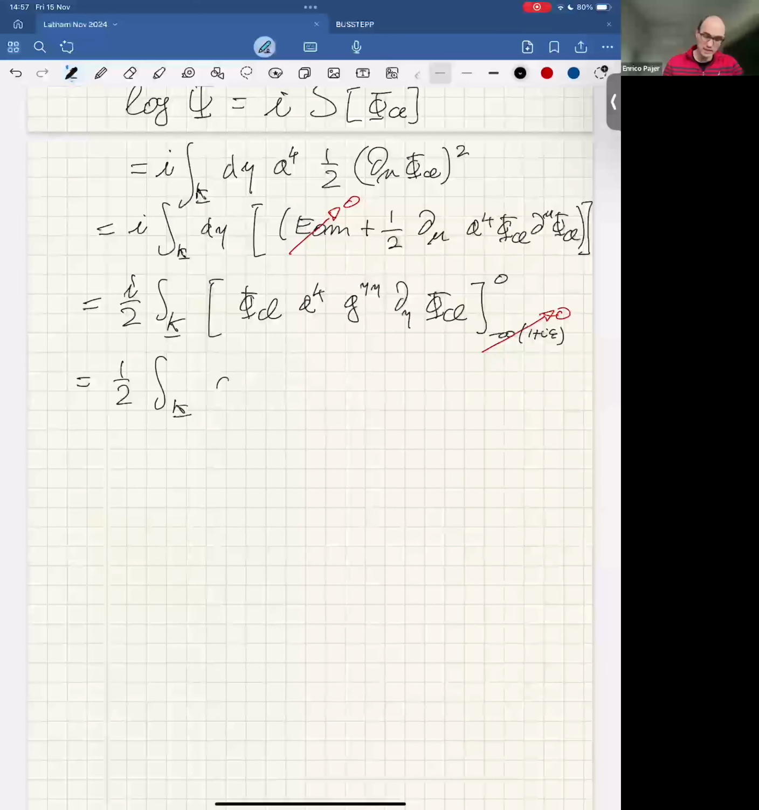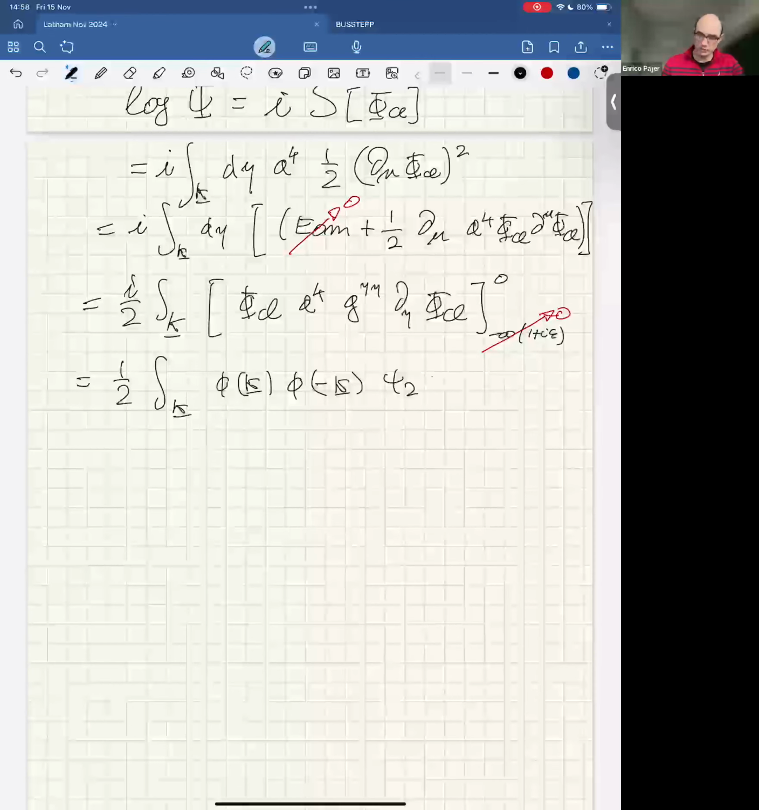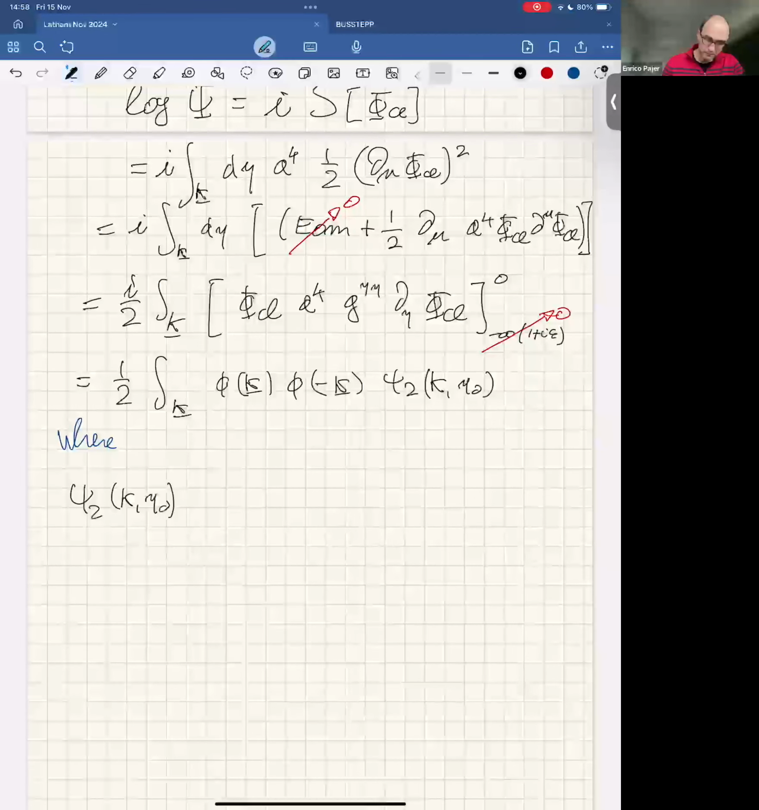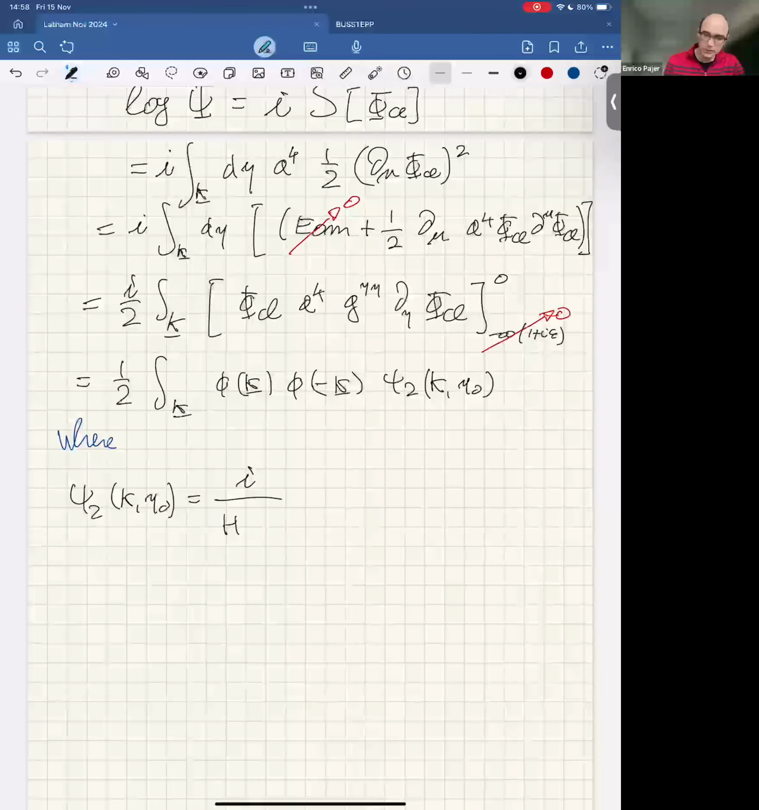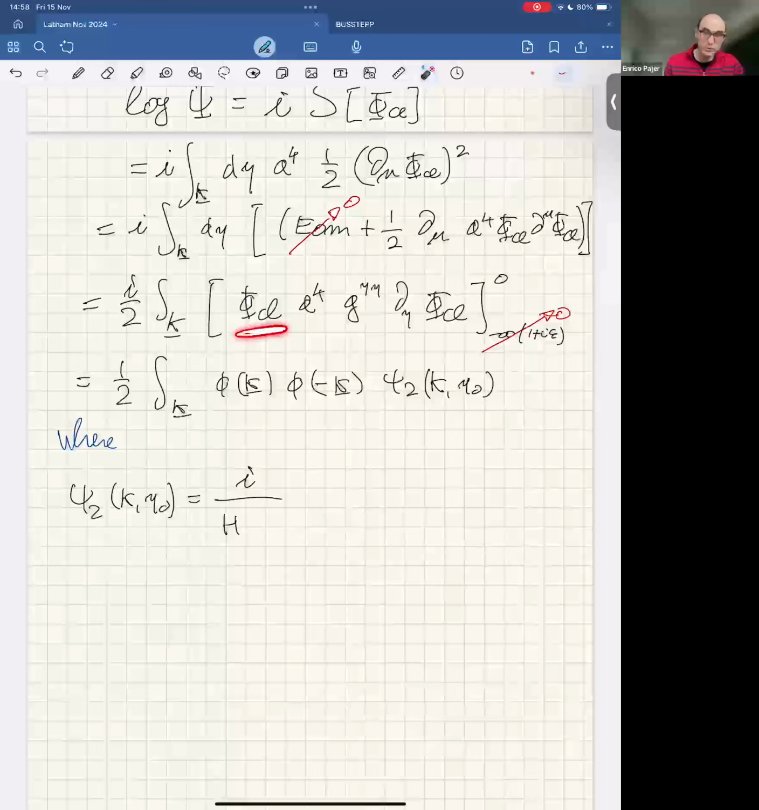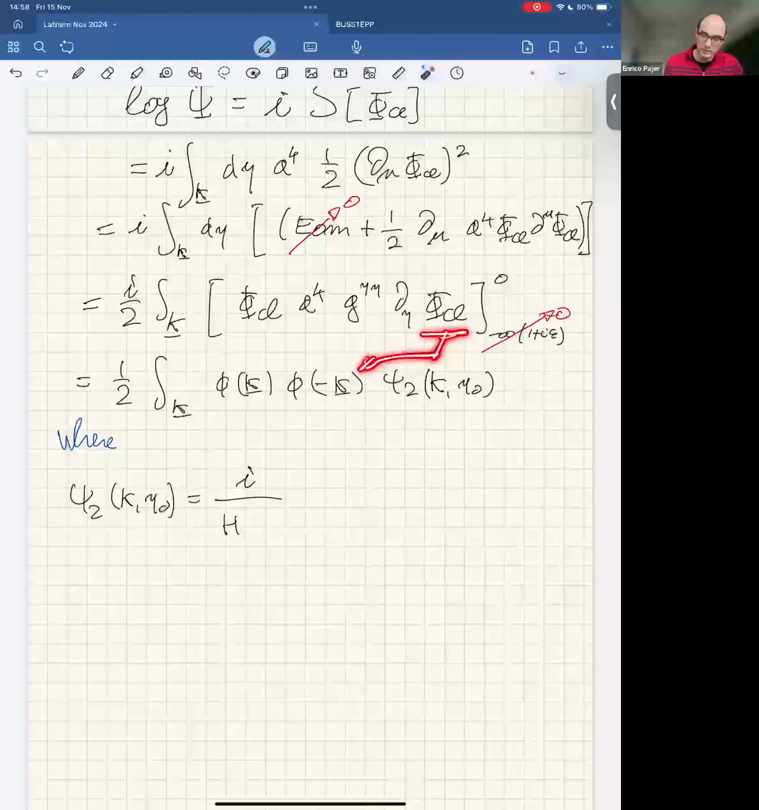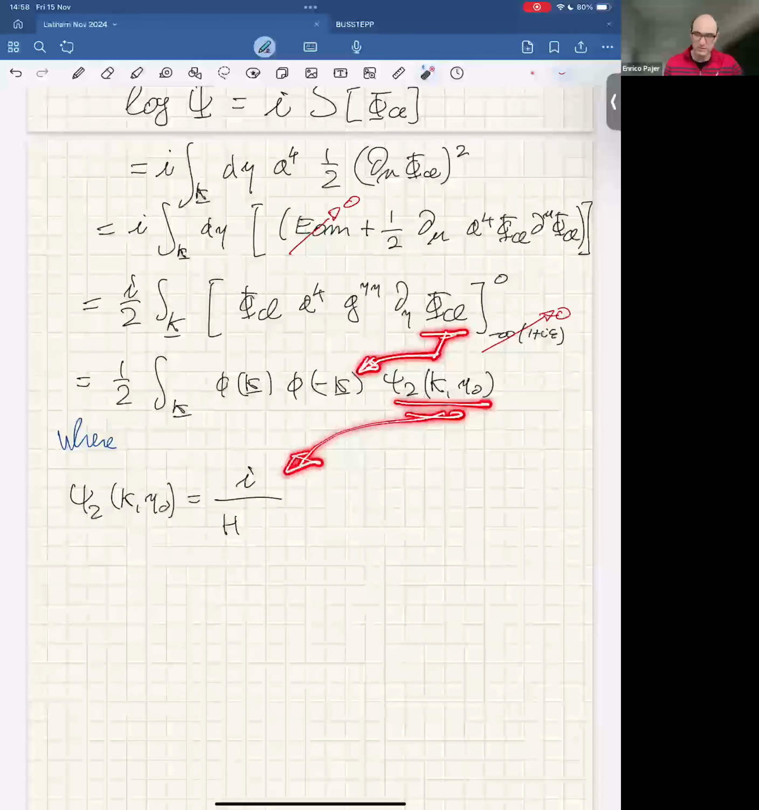1/2 integral in dk phi of k, phi of minus k, psi2, some function, which I called psi2 before, where now I know what psi2 is because I just computed it. Now what I'm doing is that I take this one, the mode function at the boundary, this is just phi. This is the other mode function. I take the derivative of it, and then I evaluate it at the boundary. That gives me phi times a function, and I write the function here.